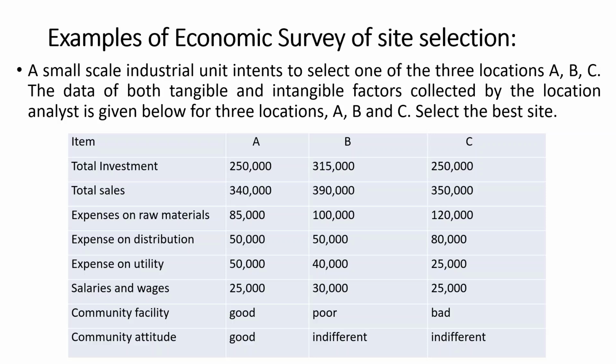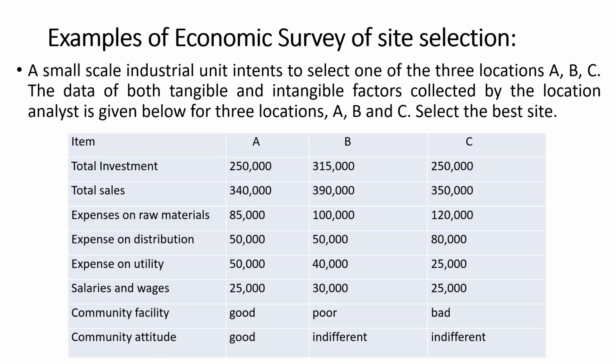So as you can see, the total investment in each of the three locations is given. Total sales figure in each of the three locations are also given. Expenses on raw materials, distribution, utility, salaries and wages. All these quantitative figures are given for the three locations. And we are also provided with two qualitative factors, community facility and community attitude.